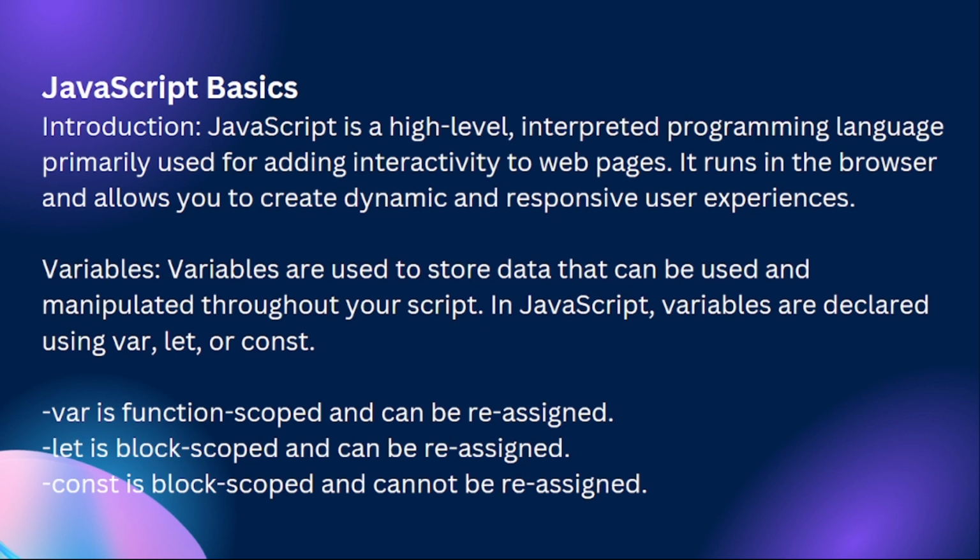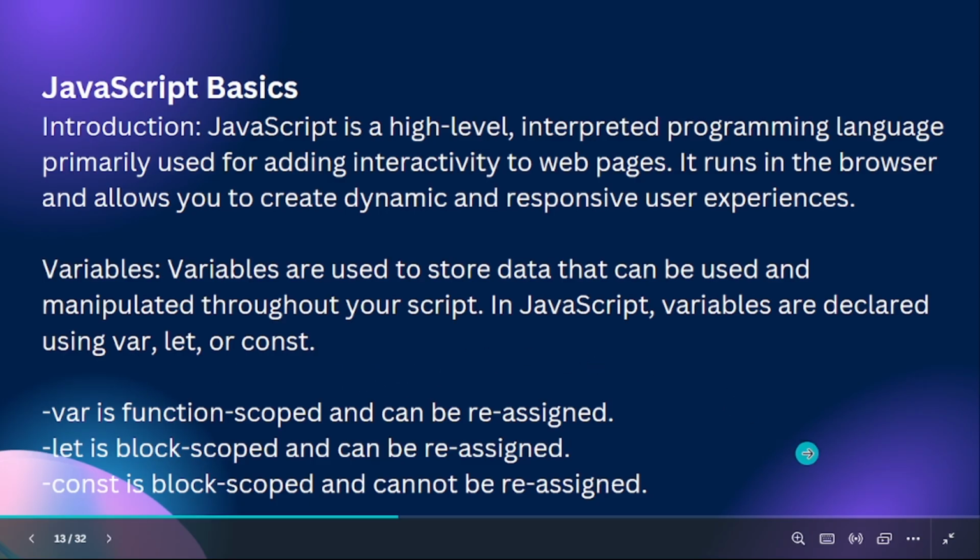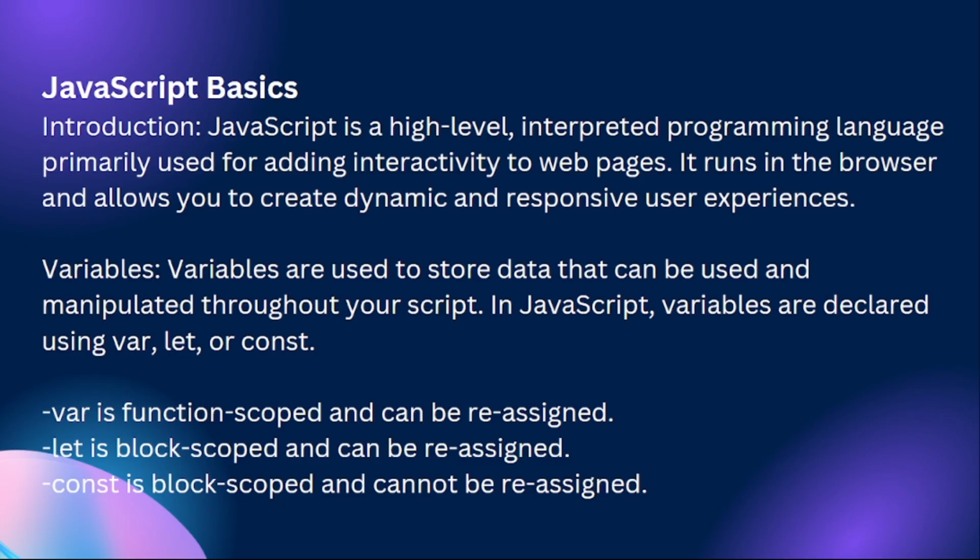In JavaScript, variables are declared using var, let, or const. So var is function scoped and can be reassigned. Let is block scoped and can be reassigned. Const is block scoped and cannot be reassigned.